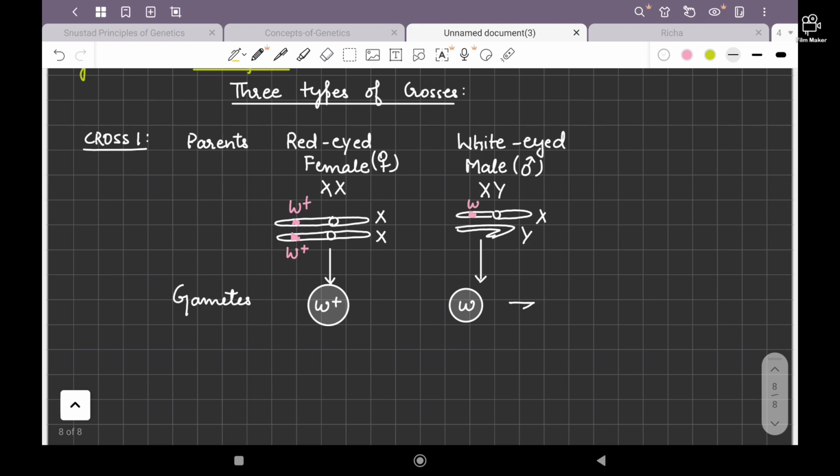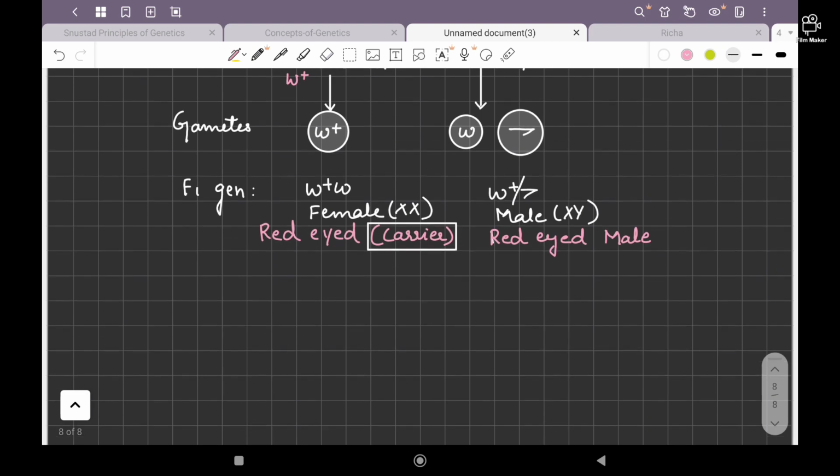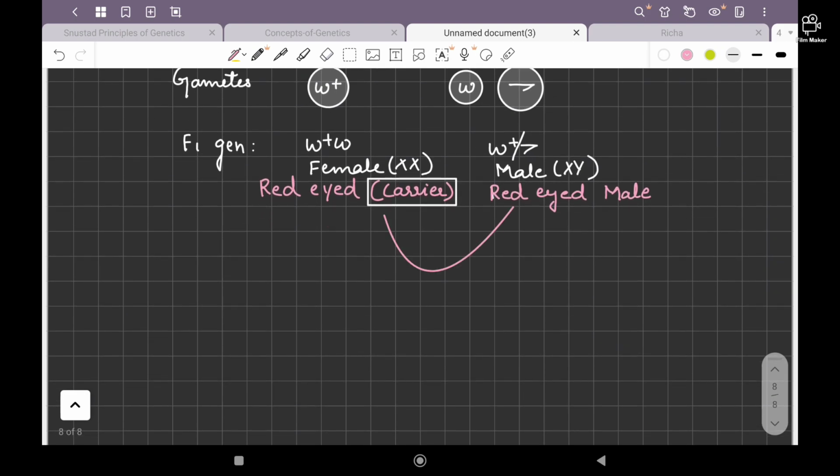Now if we see the gametes of these parents, we will get to know that the X type will form one type of gamete. Otherwise, the Y type, which is the male, will form two different types of gametes, resulting in the F1 generation, in which we will see the female as a carrier. Always remember, a carrier is always present in heterozygous form, W plus W, and the male, which is XY, is a red-eyed male. So in the F1 generation, we get red-eyed in both cases. The male has a red eye, and the female has a red eye in heterozygous condition, hence being a carrier.